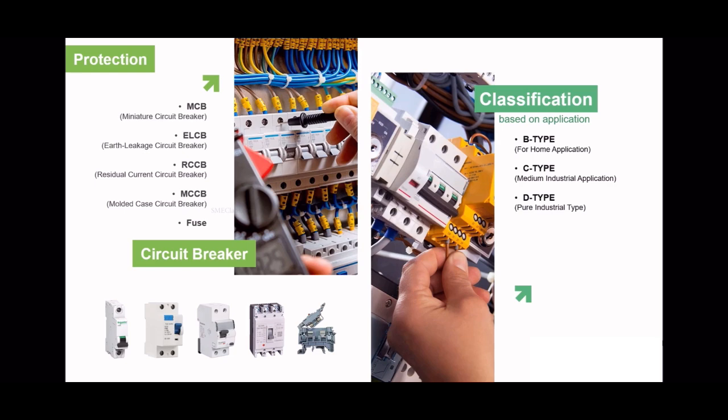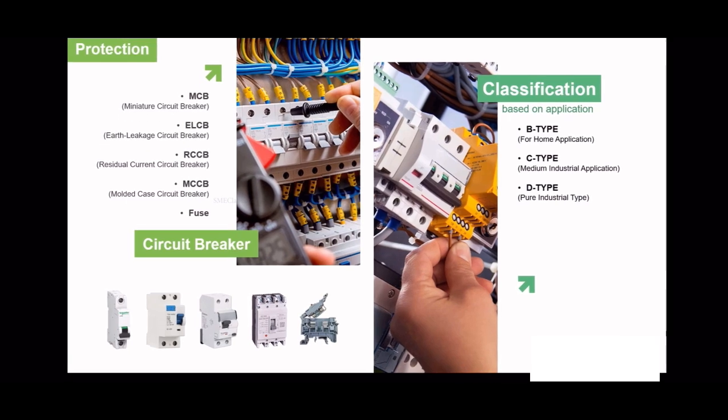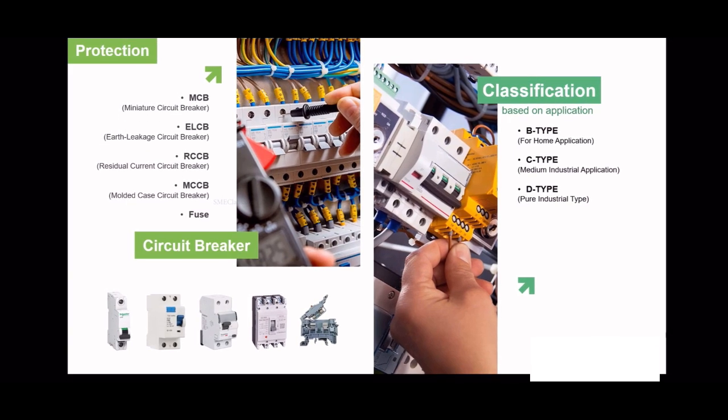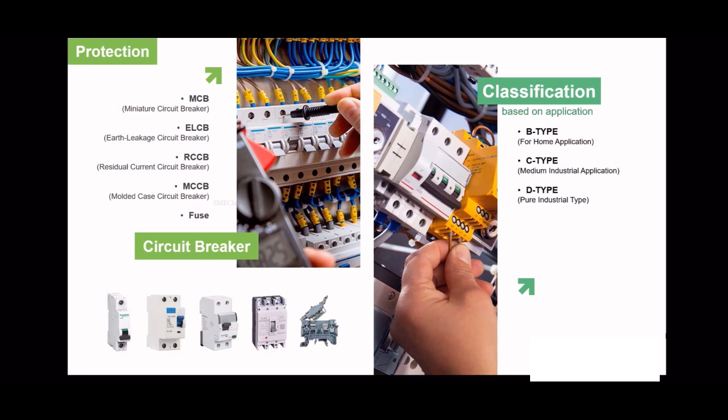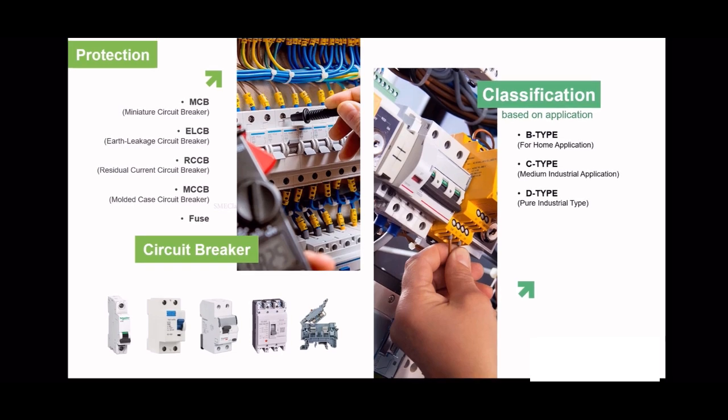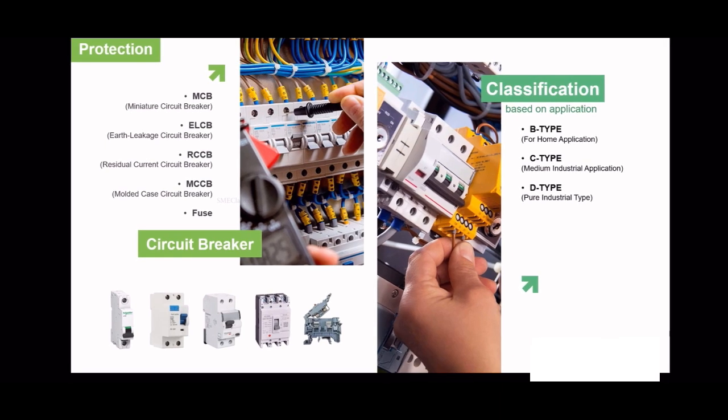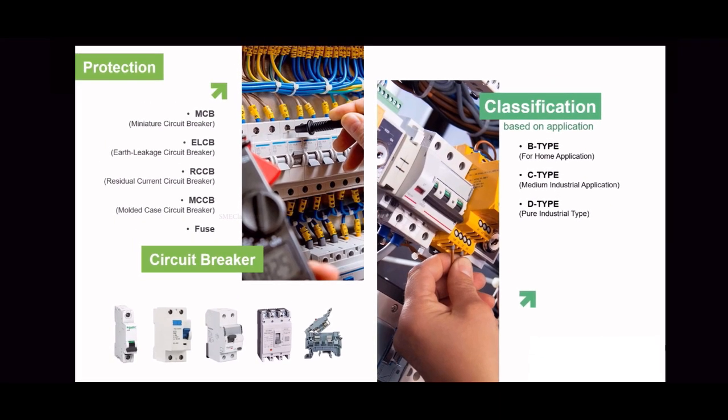But in the case of circuit breakers, if the circuit breaker trips, you can just switch it back to the previous position, and then it will start working. There are different kinds of circuit breakers. The first one is the miniature circuit breaker, that means the MCB. You can see MCBs in your home. They are basically used in the home for section-by-section protection, like one MCB for one room.